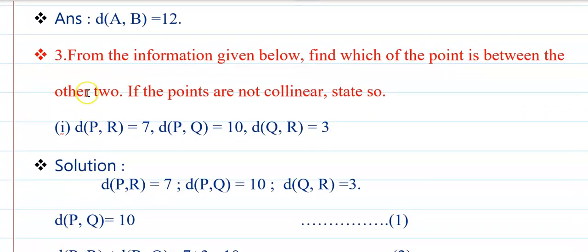Question number 3: from the information given below, find which of the points is between the other two. If the points are not collinear, state so. The first problem is distance PR is equal to 7, distance PQ is equal to 10, distance QR is equal to 3. Here it is clear that 7 plus 3 is equal to 10, and distance PQ is 10. In this case P to R and R to Q, R is common, and that is nothing but PQ.